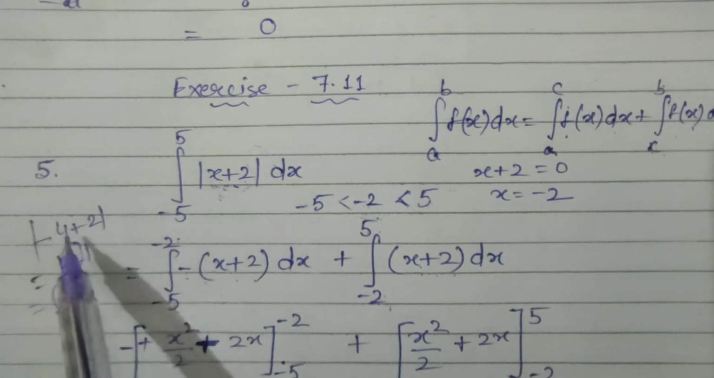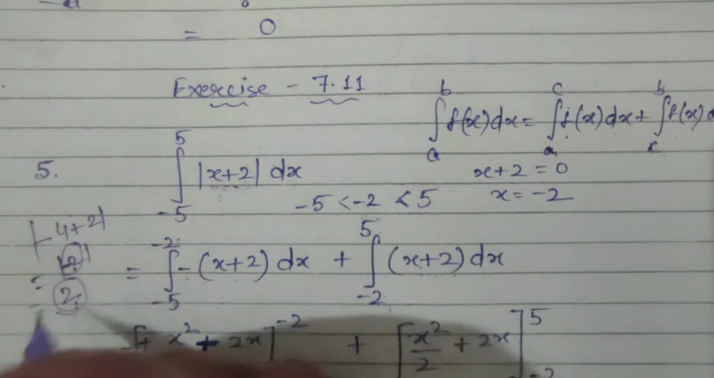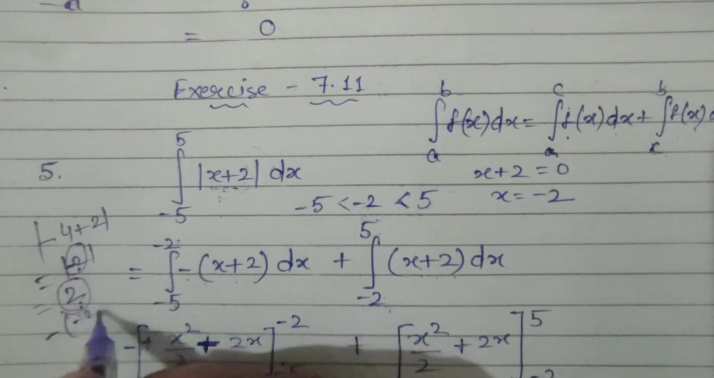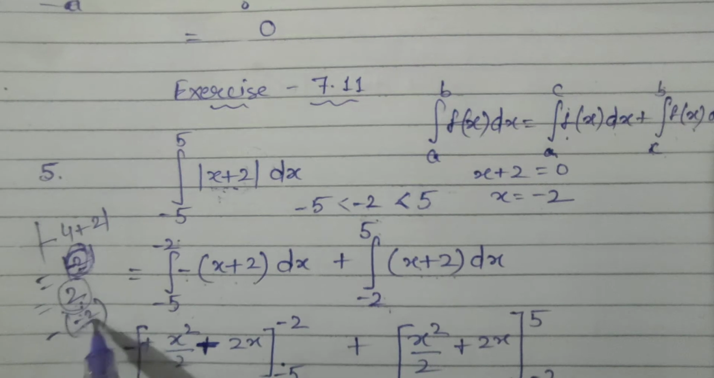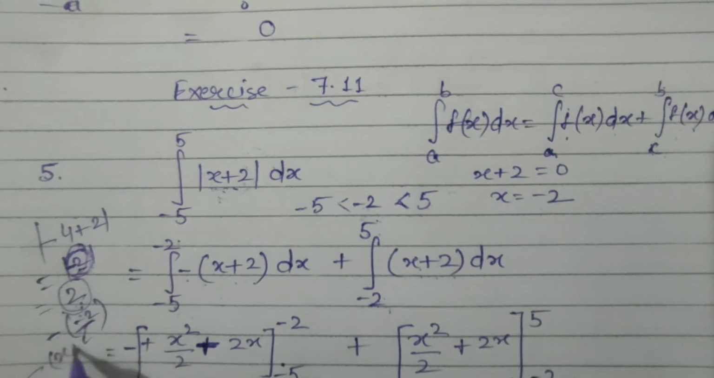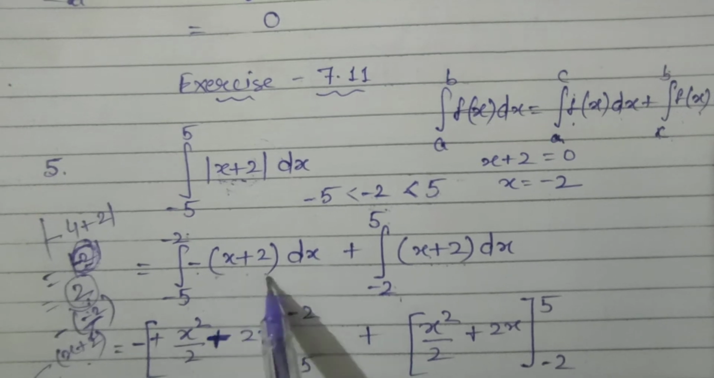Between minus 5 and minus 2 you can take any number. Suppose minus 4. Minus 4 plus 2 is minus 2. Minus 2 modulus is 2, so we can write it as minus of minus 2. So it is minus of x plus 2 here. We can write a minus sign.